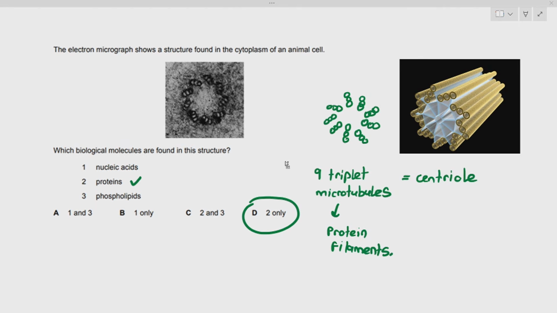Microtubules are protein filaments, so they only contain proteins. They don't have phospholipids because they are not membrane-bound organelles. So the answer is D for this one.